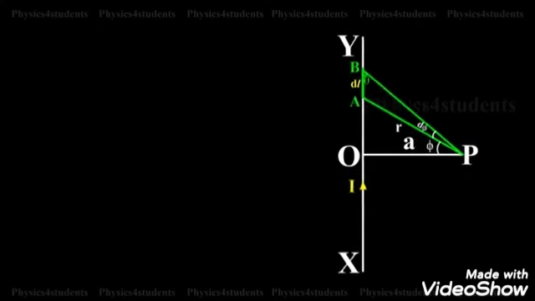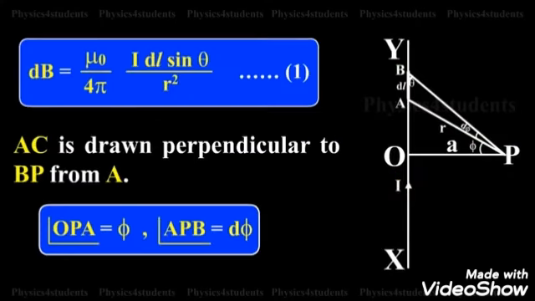Now due to the current element dl, the magnetic induction at point P, according to Biot-Savart law, dB is equal to mu naught by 4 pi I dl sin theta by R square. AC is drawn perpendicular to BP from A. Angle OPA is equal to phi. Angle APB is equal to d phi.